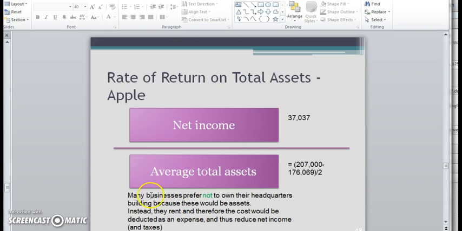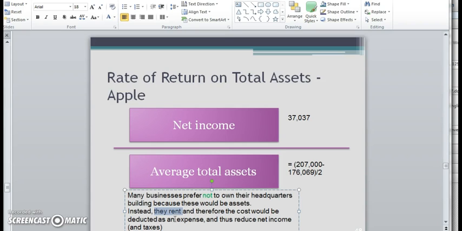So here's what I'm saying. In the past, businesses loved to own their headquarters. This is the headquarters of Tiffany or a major bank, etc. And that was a bragging point. But these days, not a lot of businesses own their headquarters. Because if you own the headquarters, it's an asset, and that increases this. However, a lot of companies rent their office space.